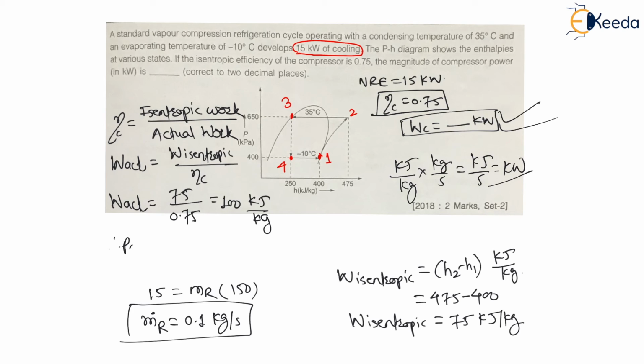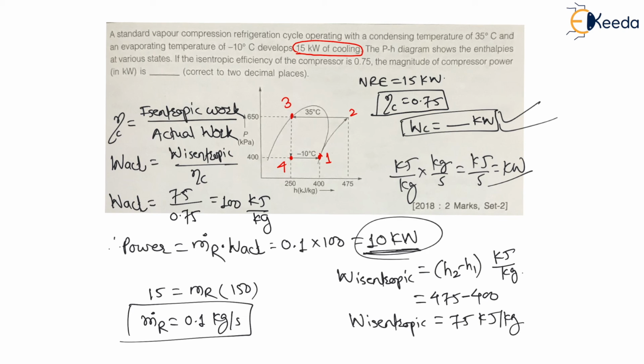Therefore, the power is equal to mass flow rate of refrigerant into actual work of compressor. Therefore, it is equal to mass flow rate 0.1 into actual work 100 kilojoule per kg, which is nothing but 10 kilowatt. This answer will be in kilowatt, right? Therefore, the answer for this question is 10 kilowatt.